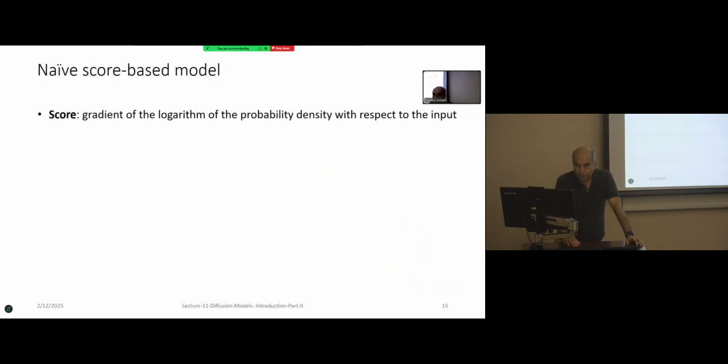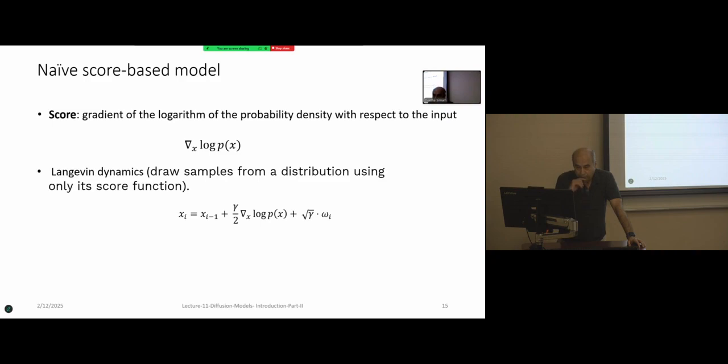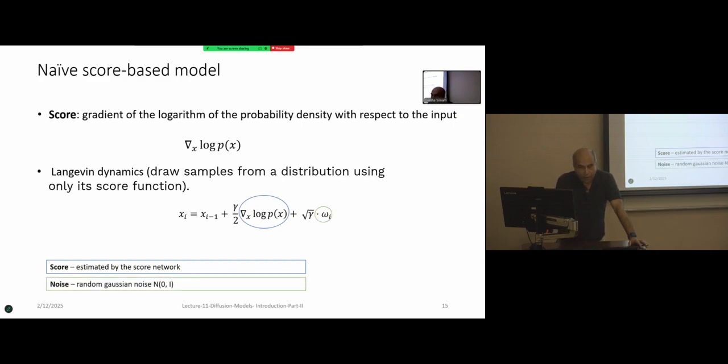Therefore, the very simple naive score-based model is essentially that one again: we are going to find a gradient, and we want to use the Langevin dynamics to draw a sample from the distribution. So this is our estimate, which will be estimated by a score network. We are going to train that as we train in the DDPM. And this is the noise, as we had noise there, Z. And then this is the step size, how much we want to move in that direction.